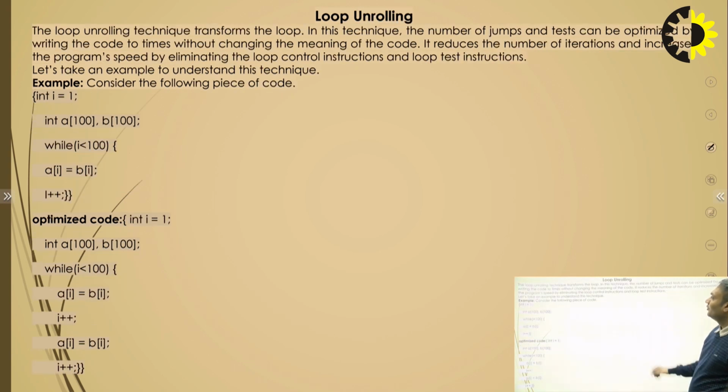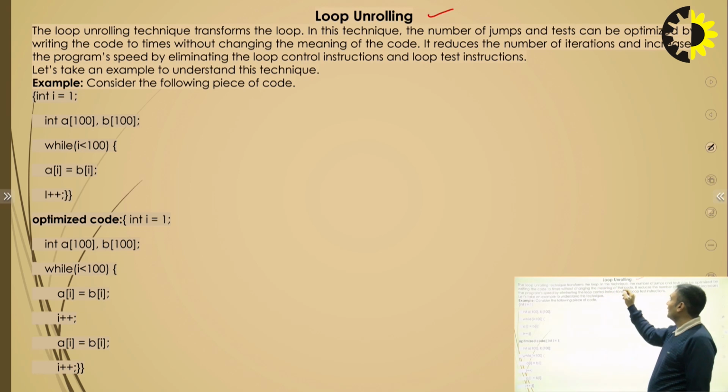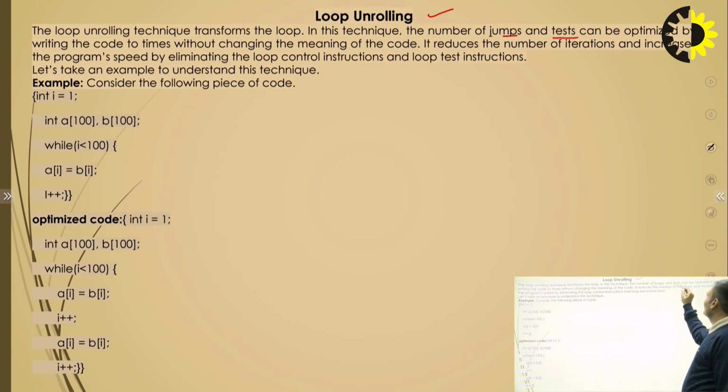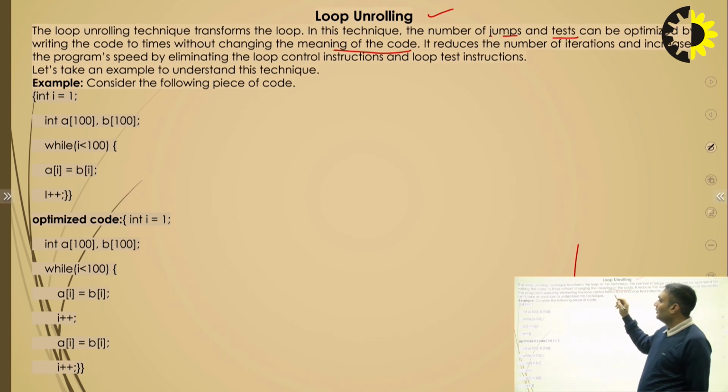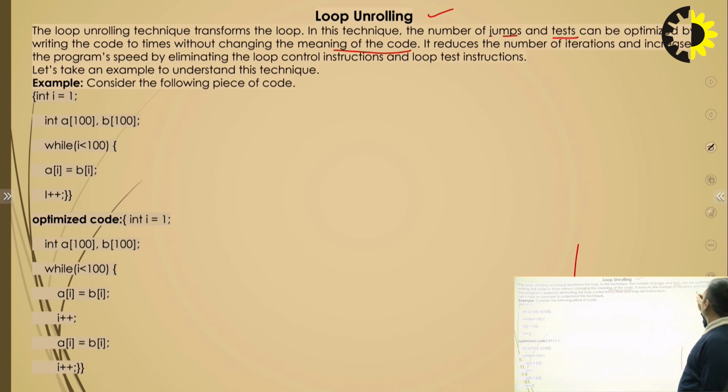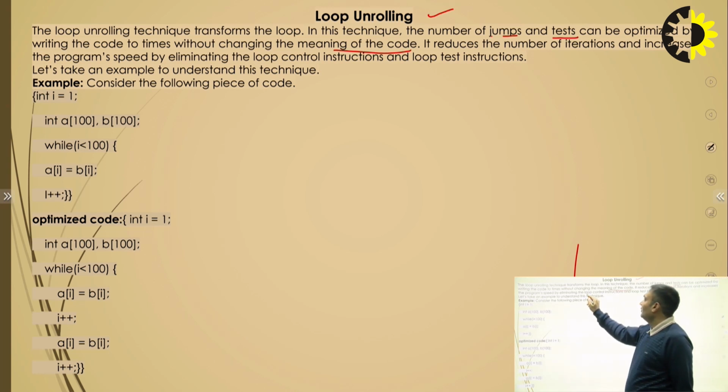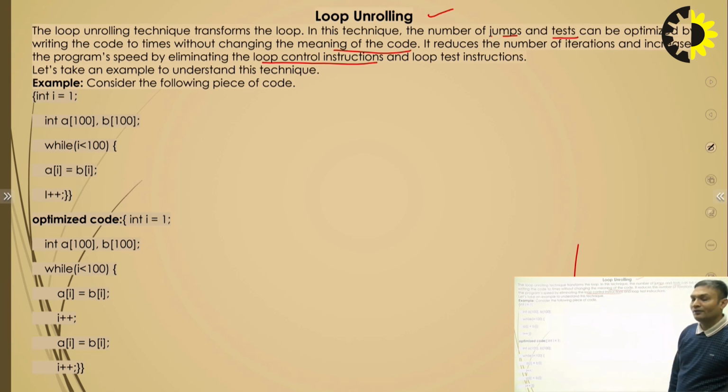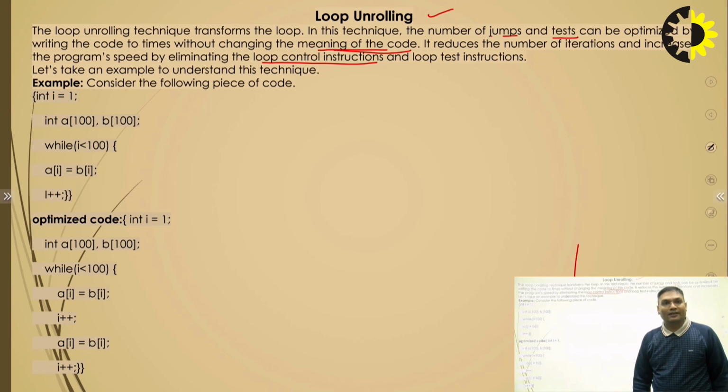Now another technique is called loop unrolling. Loop unrolling is a technique that transforms the loops, and in this technique the number of jumps and tests can be optimized by writing the code two times without changing the meaning of the code. It reduces the number of iterations and increases the program speed by eliminating the loop control instructions. So here we eliminate some loop control instructions without changing the meaning of the code. The meaning of the code should not be changed. This is the primary objective of any optimization technique.